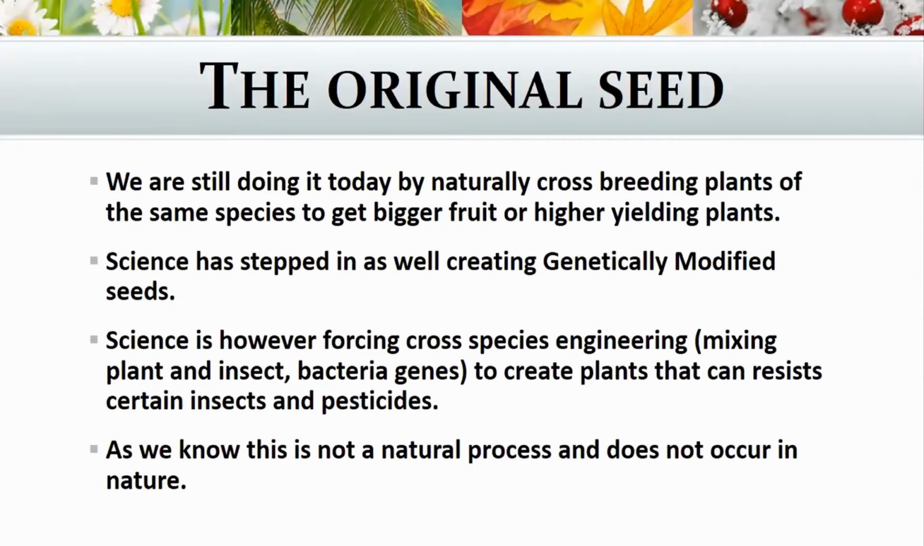The scientists have also stepped in and they started creating genetically modified seeds where they're forcing essentially cross-species engineering, mixing plant and insect and bacteria genes and DNA into the plant so that they can create plants that resist certain insects and pesticides. And it's just not a natural process, and I think that's why we're seeing such a huge backlash around the world against genetically modified seeds, because we just have no idea of the long-term effects of those.